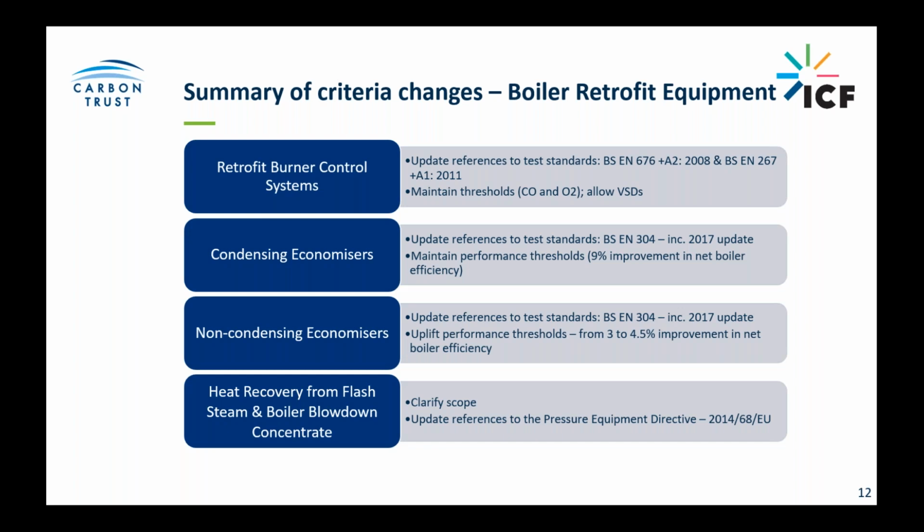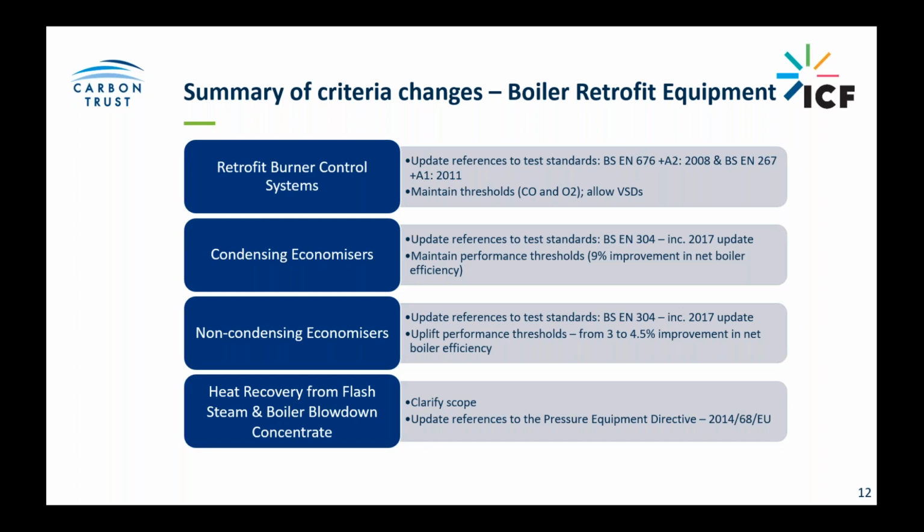Condensing economizers, a test standard reference has been updated. Thresholds remain the same as they were, so no change there. For non-condensing economizers, again, it references the same test standard which is being updated, and we have uplifted our performance thresholds from 3 to 4.5% improvements in net boiler efficiency. Not many changes to heat recovery from flash steam and boiler blowdown concentrate, so we've clarified the scope and updated the reference to the pressure equipment directive.